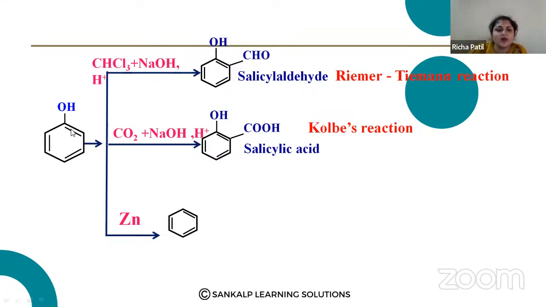So next is phenol when you treat it with zinc. It is a reducing agent, so there will be benzene plus ZnO. This is the side product formed. So this is another reaction. When phenol reacts with zinc, zinc is acting as a reducing agent, so it is converted into a benzene ring. So this is a benzene ring plus ZnO. Okay, so this is the reaction.